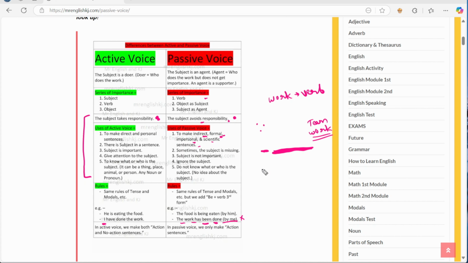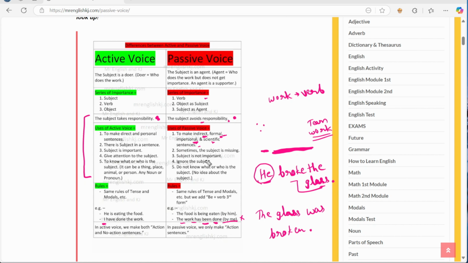For example, he broke the glass. Suppose that. So you pin the blame on that person. He broke the glass. That is active. But in passive, you do not mention he. You just mention the action and what happened. The glass was broken. Okay. Who did it? You did not mention. You made it impersonal. You made it indirect or maybe formal. You want to be professional. You don't want to pinpoint blames on others.